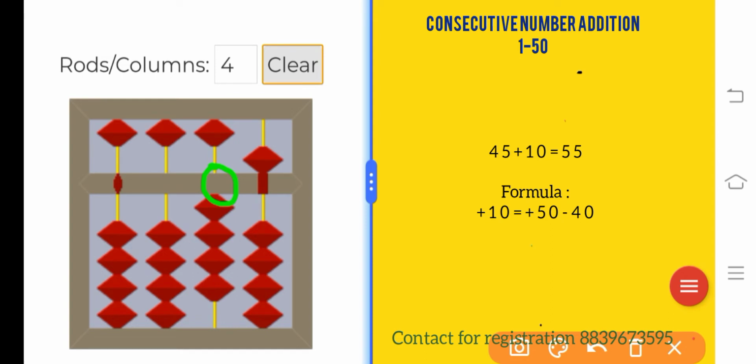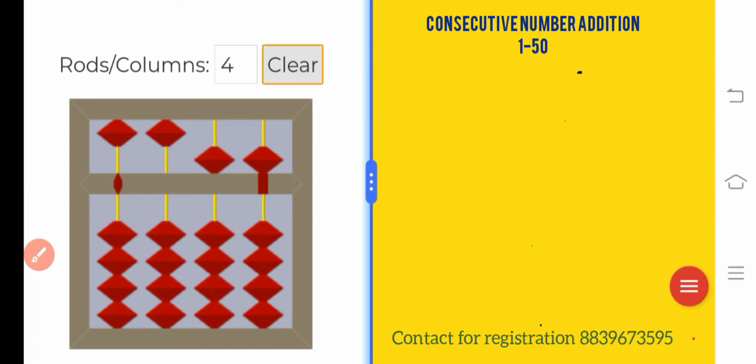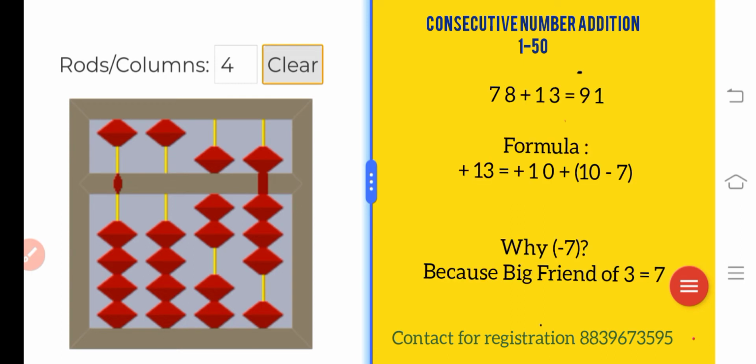We can see in the tens place also we don't have beads to add 10 directly. So what will we do? We will use the formula, that is plus 50 and minus 40. Plus 50 minus 40. Now we will add 11. It's very simple. We will add directly because we have beads. Now we will add 12. It's also very simple. Now we have to add 13. We don't have beads. We have beads only to add 10.